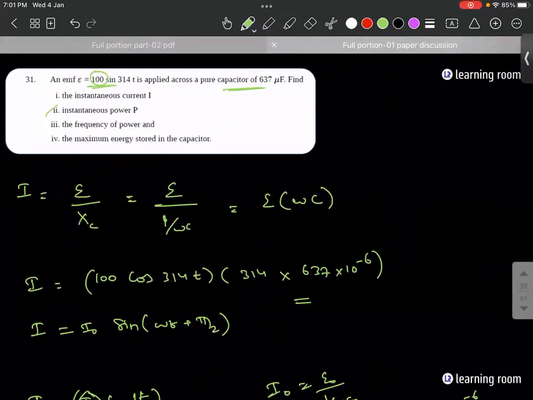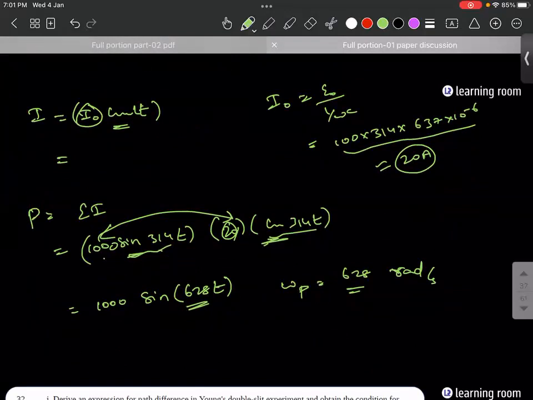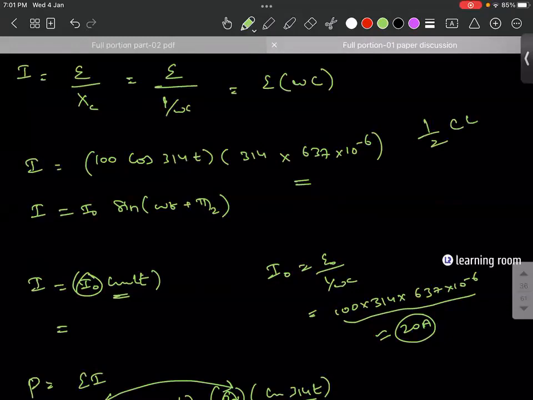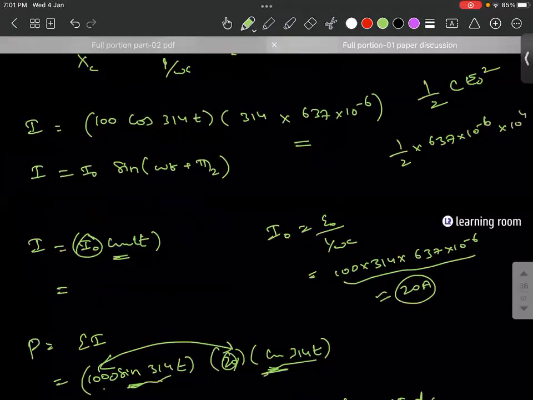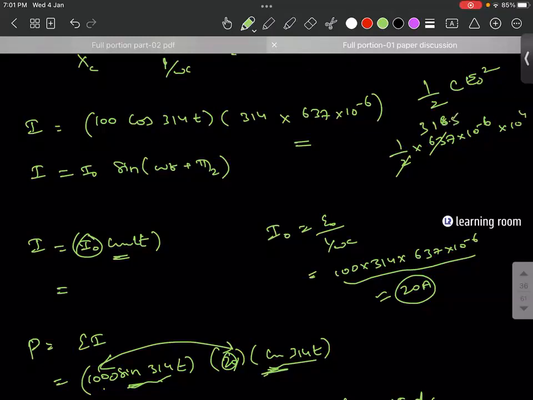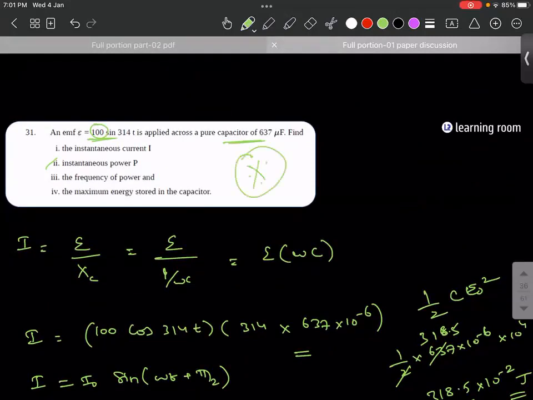Next part. The maximum energy stored in the capacitor. So what is the maximum energy stored in the capacitor? It is half C E naught square. So half into C is 637 into 10 power minus 6 into E naught square is 100 square, that is 10 power 4. So how much will this come to? 318.5 into 10 power minus 2 joule. So this will be the maximum energy stored. This is also a good problem.